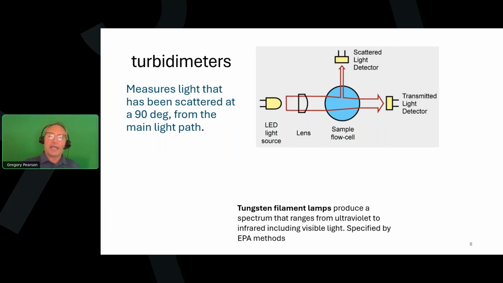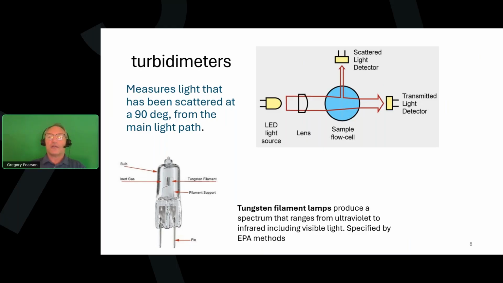In a lot of EPA standards, you'll see a tungsten filament lamp specified. A tungsten lamp is very good because it produces a very continuous spectrum all the way from ultraviolet to infrared and it includes all the light of visible light. So it's not going to miss any of the particles in the water based on color. However, there's lots of new designs for turbidimeters using things like different types of LEDs.